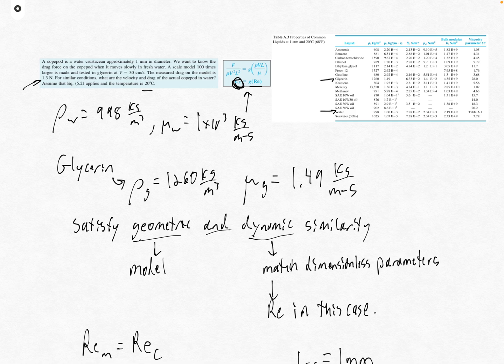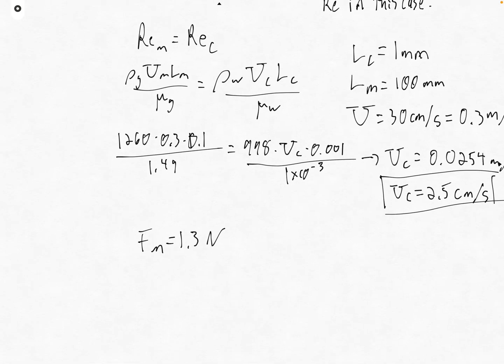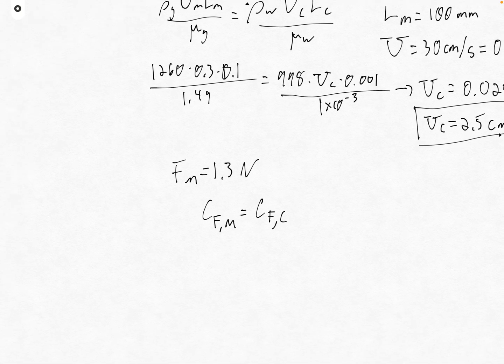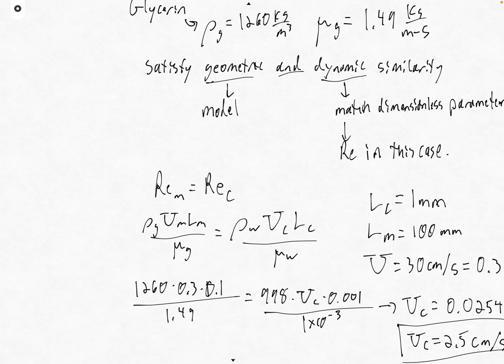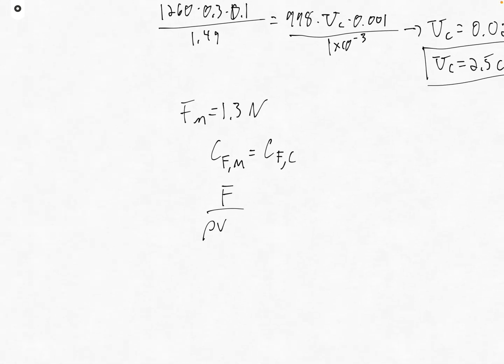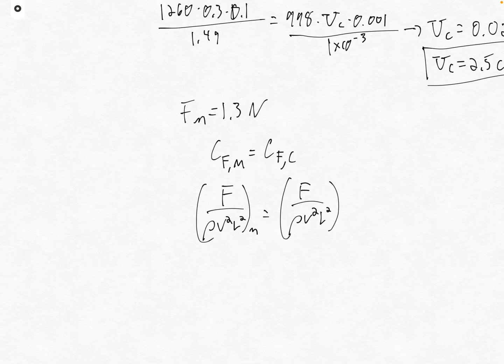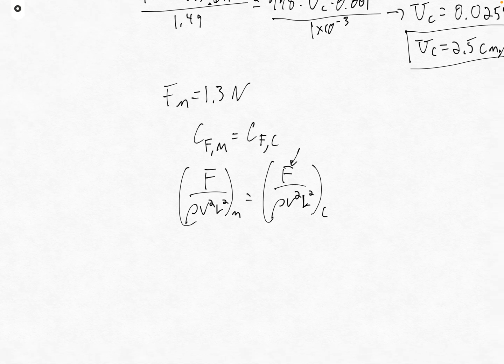And so that CF is F over rho V squared L squared, found by dimensional analysis. And so if CF model is equal to CF of the copepod itself, the real world thing, then that implies that F over rho V squared L squared for the model is equal to F over rho V squared L squared of that copepod. And so now again, we can just plug in our values, and what we're trying to solve for is the drag force on the actual copepod in real water, again using the results from our model.